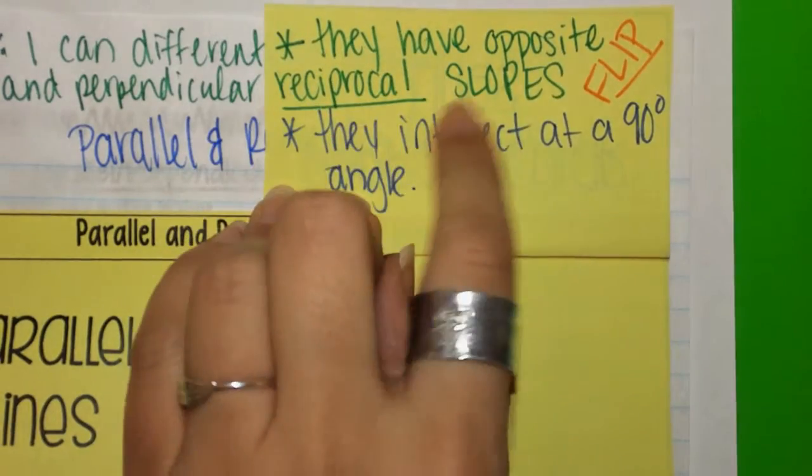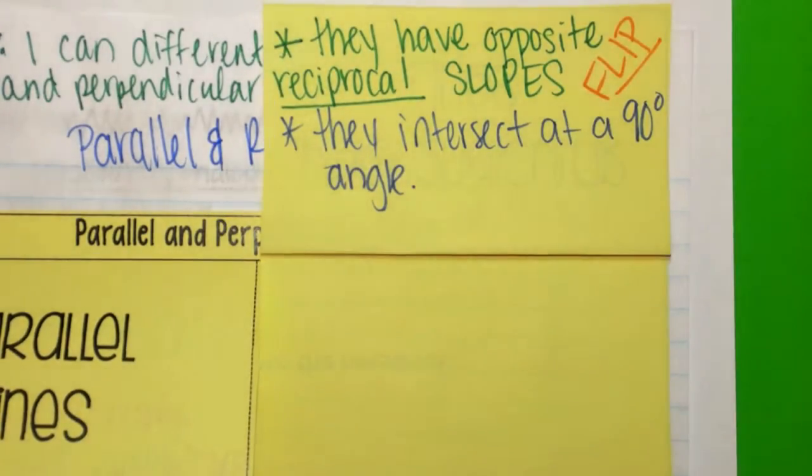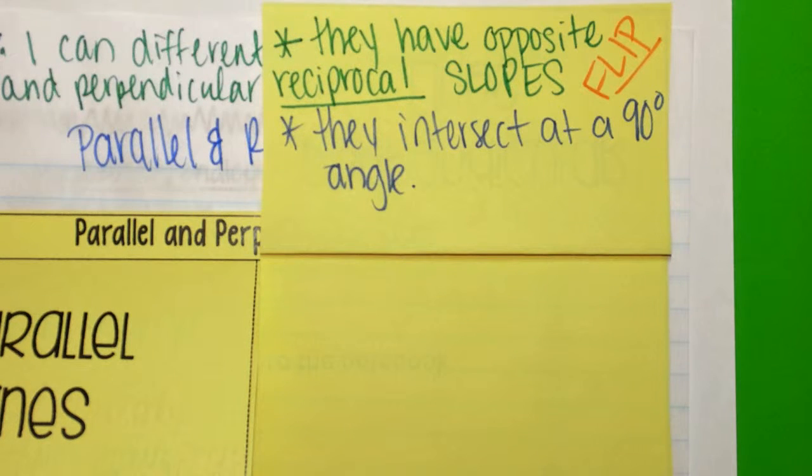Alright, so they have opposite reciprocal slopes. So if I said my slope was 2, what do you think the opposite reciprocal of 2 is? It's got to flip. 1 divided by 2. Positive or negative? Negative. If my first slope is 2, what would the reciprocal of 2 be? Negative 1/2. Take a point.